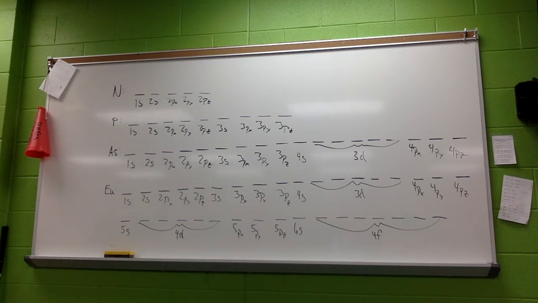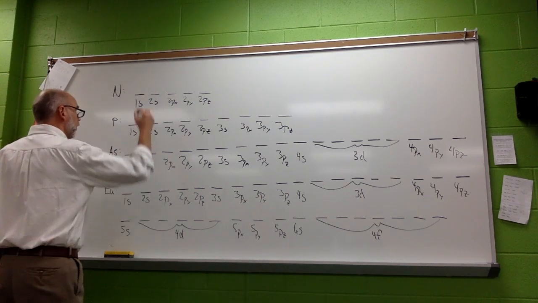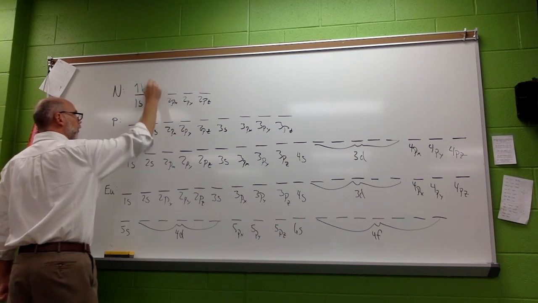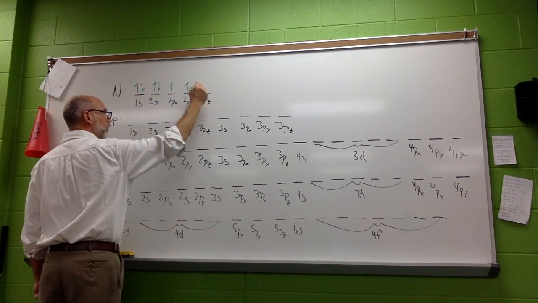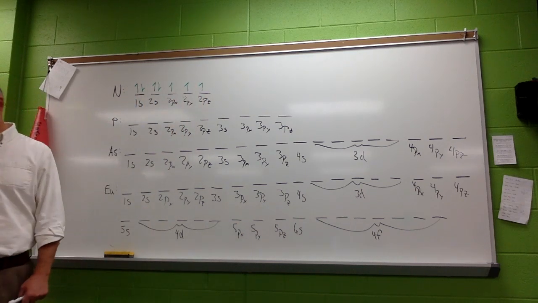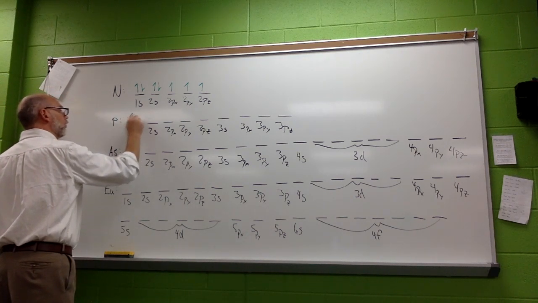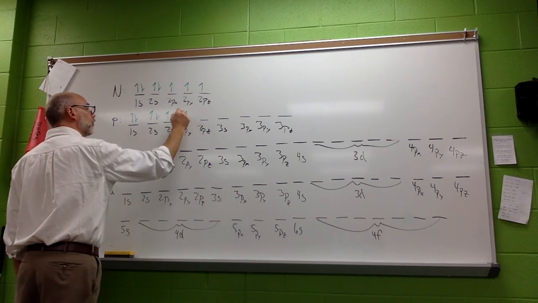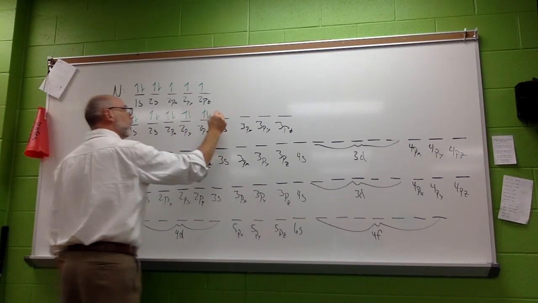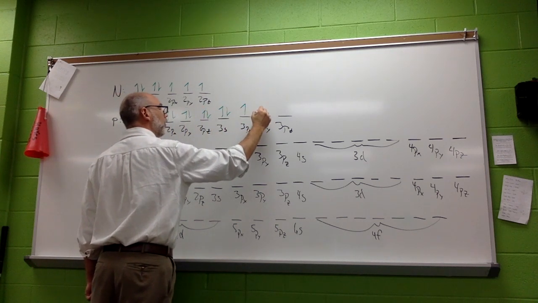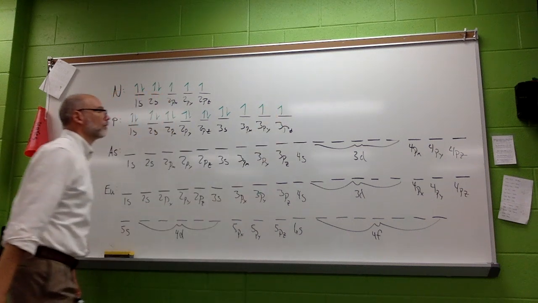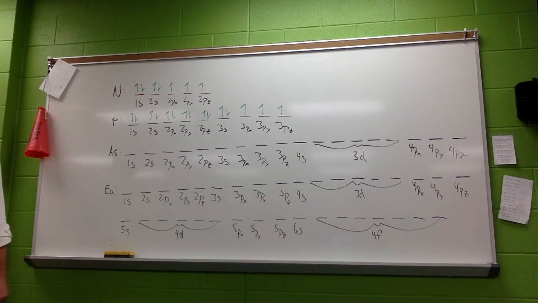Shall we? Okay, so nitrogen, 7 electrons. 1, 2, 3, 4, 5, 6, 7. Everyone hunky-dory? Awesome. Phosphorus, 15 electrons. 1, 2, 3, 4, 5, 6, 7, 8, 9, 10, 11, 12, 13, 14, 15. Arsenic, 33, I believe, yes?